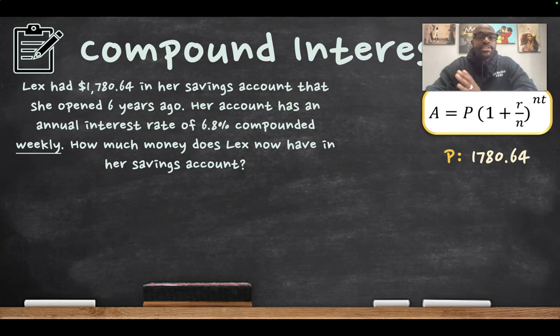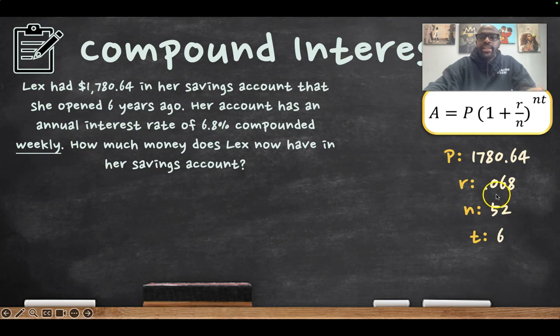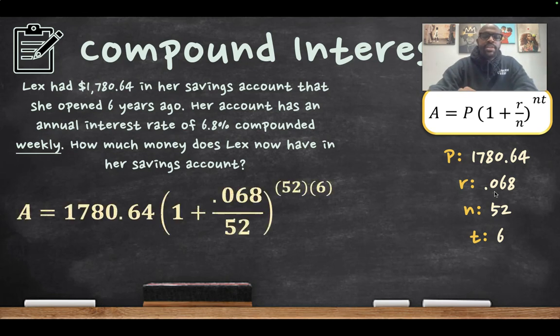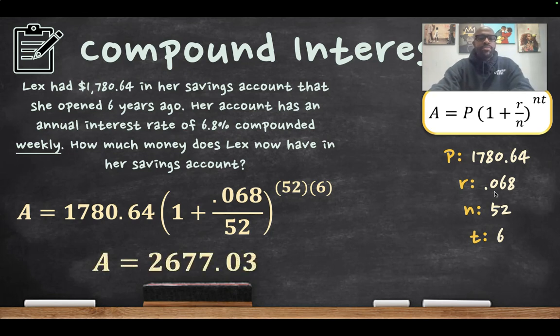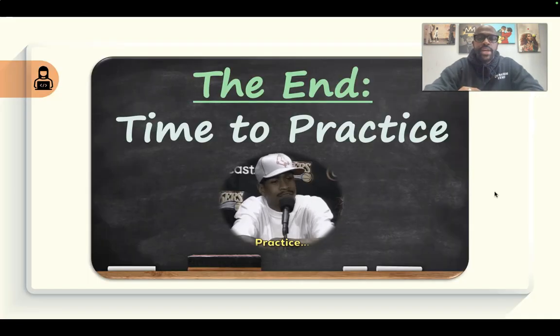And then it says it's 6 years later, right? So that's the T up there. And then it's weekly, so that's 52. And then the interest rate is 6.8%. So we divide that by 100 and get 0.068. So we have all the information. It's just that the problem was stated like going backwards, but it's still the same structure in regards to how we find the result here. So now you'll plug those values in like we did in the previous several examples. And our end result should be $2,677.03. So how much money she has in her account currently is $2,677.03. All right, so now it's time to practice.